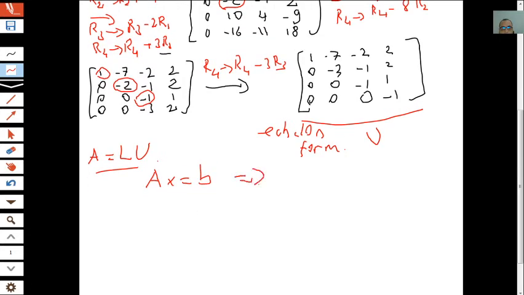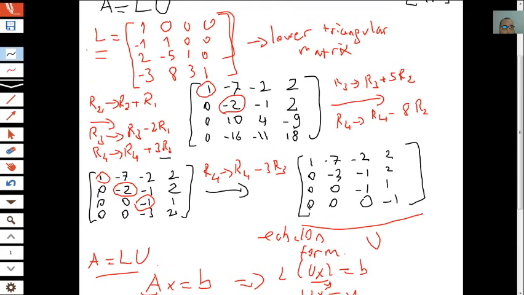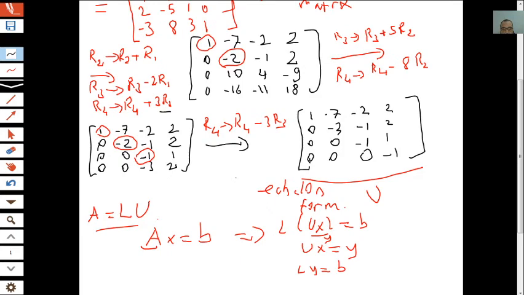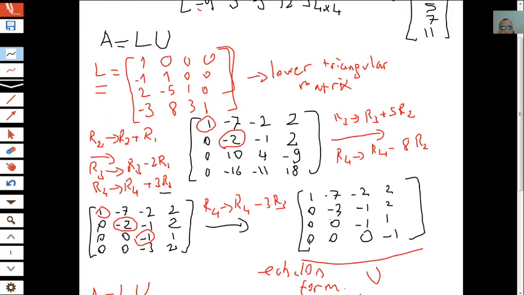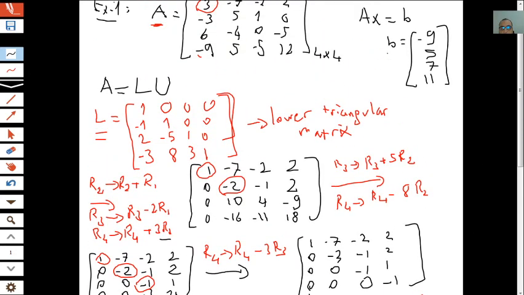So it becomes L times Ux is equal to B. Instead of A, we write the product written here. And from here we have Ux is equal to Y by writing Y for this one, and Ly is equal to B. You see the matrix L. So we know the components of the vector B.